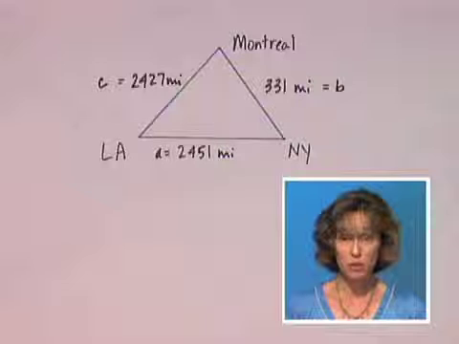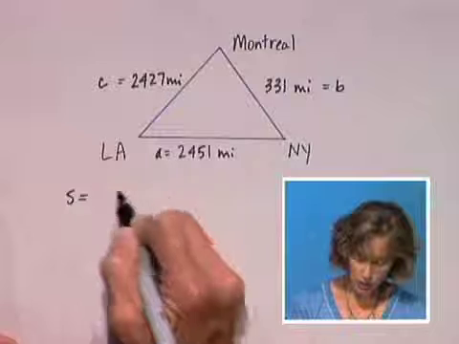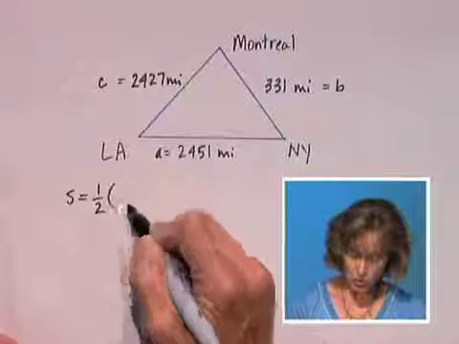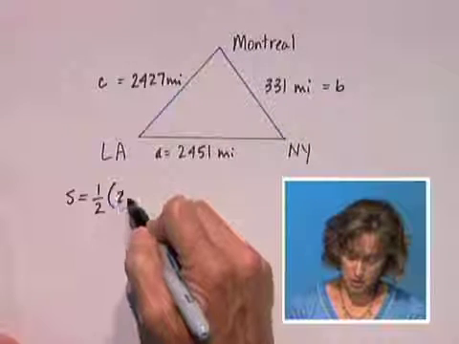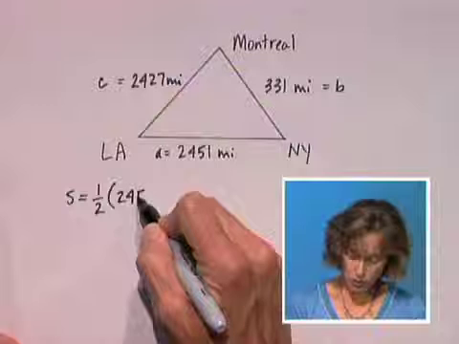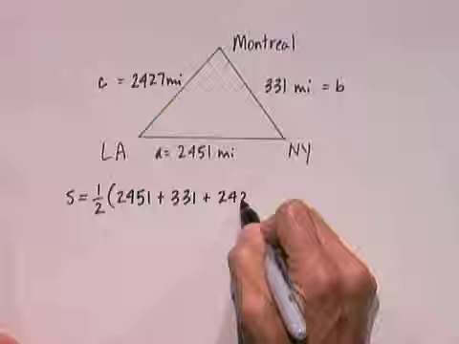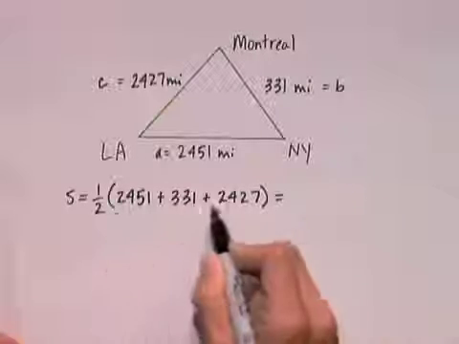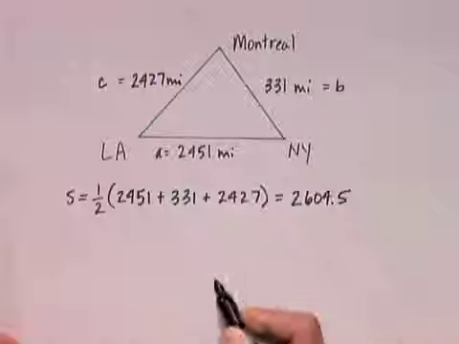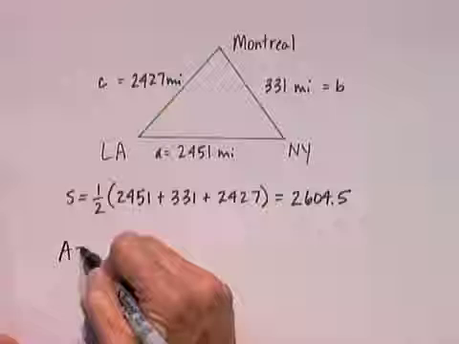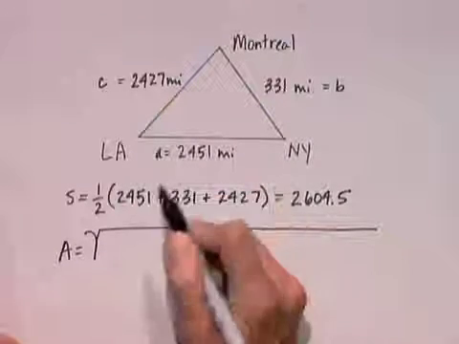We want to find the area of this triangle. We're going to use Heron's formula. According to Heron's formula, first I need to find S. S is 1/2 of the perimeter, A plus B plus C. In this case, that's 1/2 of 2,451 plus 331 plus 2,427. With the help of a calculator, S comes out to 2,604.5.